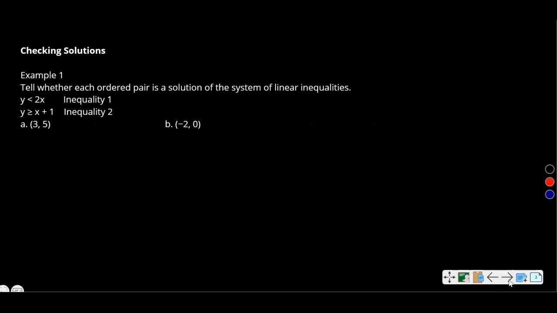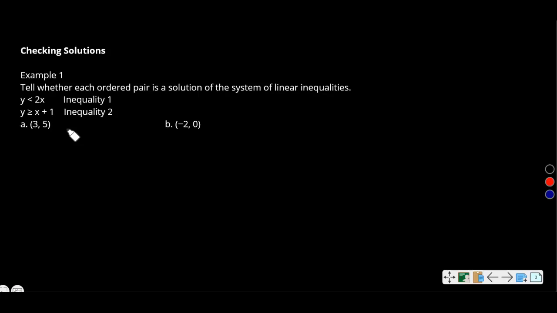All right, example 1. Tell whether each ordered pair is a solution of the system of linear inequalities. All right, so we have y less than 2x and y greater than or equal to x plus 1. The first one, (3, 5). So this 3 is our x, 5 is our y. We have to plug it into each inequality and see if it makes a true statement. If it does, then the ordered pair is a solution.